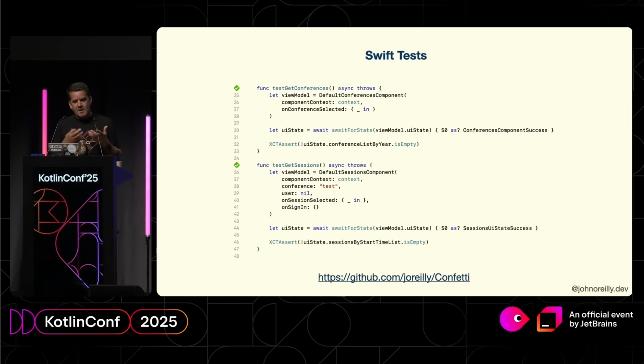Another option yet again, then, depending on our requirements, is to run Swift tests that in turn invoke shared KMP code, as we're doing here in the Confetti sample.